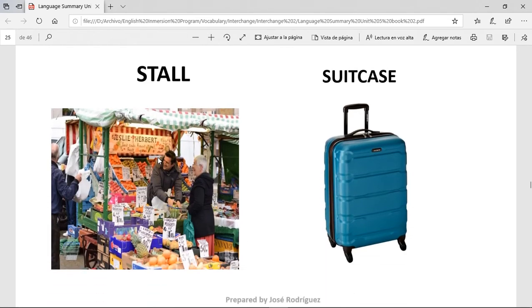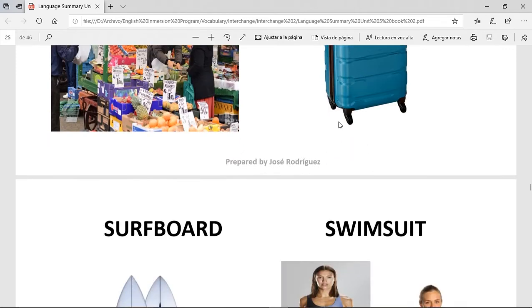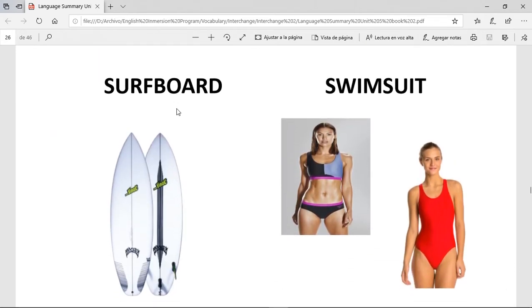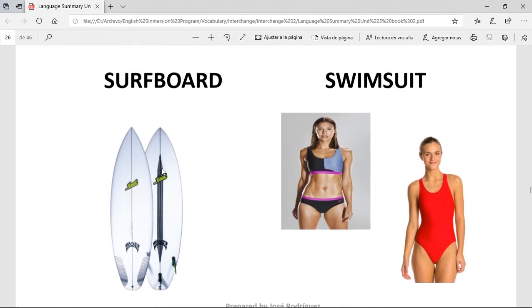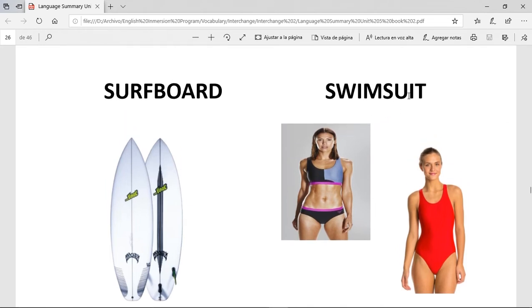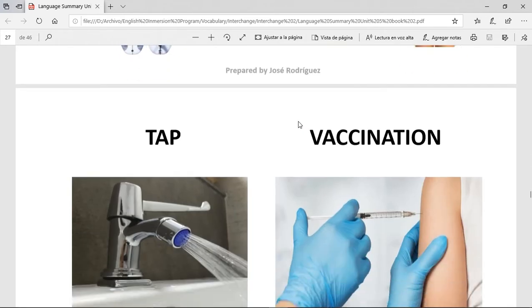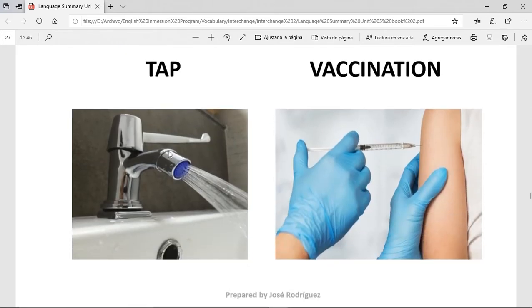A stall. A stall is a place where you can buy different types of food, or different things, actually, not only food. A suitcase. This is a suitcase. Surfboard. This is the board that you use to surf. Swimsuit is the suit for swimming. Tap. Usually when we say tap water, it's the water that comes from here, the tap. This is the tap.